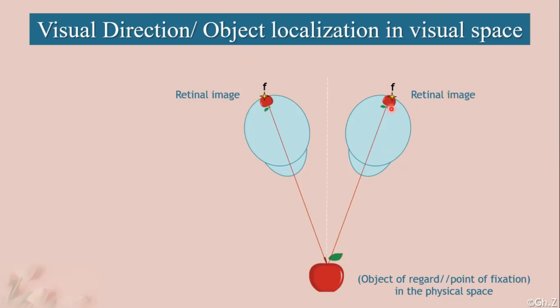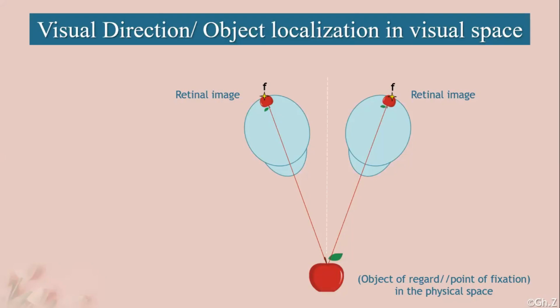And of course, it is magnified. The image on each fovea represents this object. They are similar, okay? And the images will be processed to the brain, and the brain will combine these two images into a single image. So this person will perceive this object as a single object in the visual space, okay?